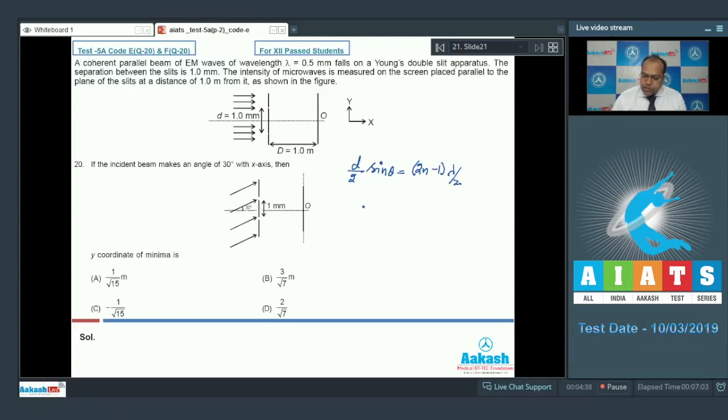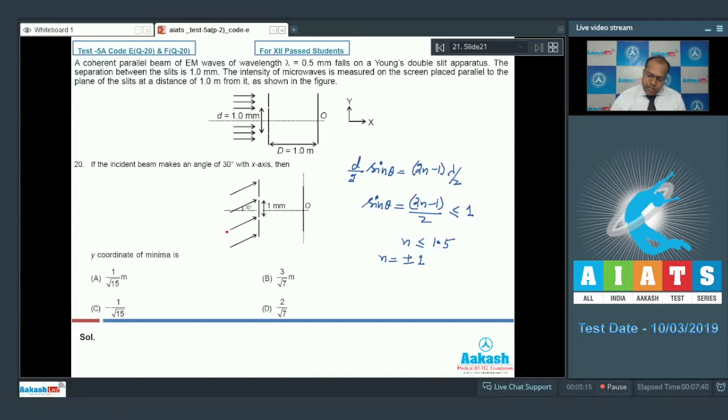So if I substitute the value of lambda as d by 2, then sine theta comes out to be (2n minus 1) divided by 2. And if I apply the condition that sine theta is less than or equal to 1, then the value of n comes out to be less than or equal to 1.5. So the possible value of n is plus minus 1.